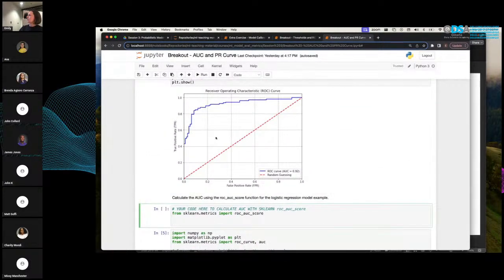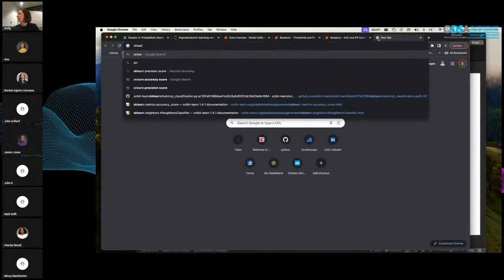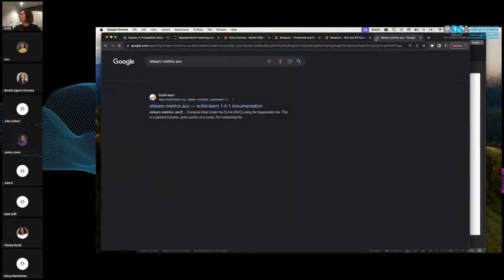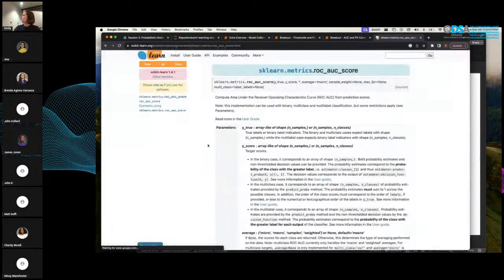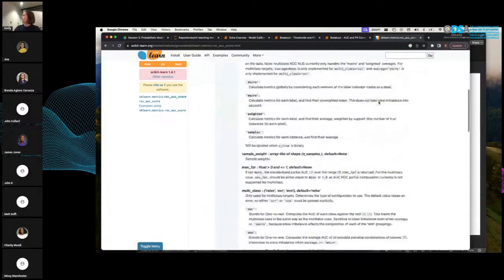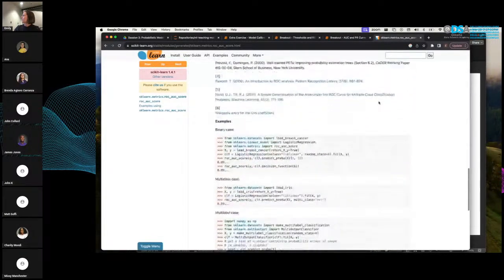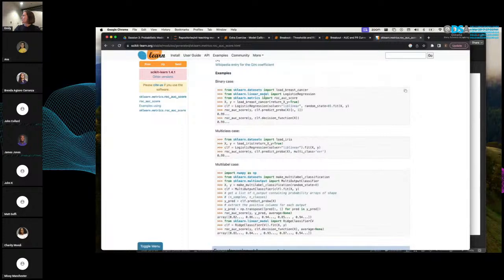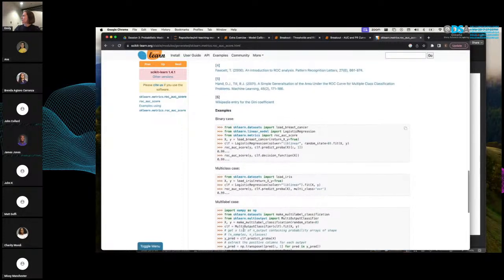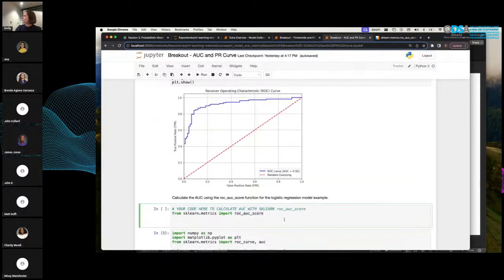What I want you to do under each of these ROC curves, can you calculate the AUC? So for this first one, you can just use the sklearn metrics AUC function. You can just go look up sklearn metrics AUC. There we go. So you're just going to use this function here, which they have many examples. We're just going to do the binary case, so ignore multi-class and multi-label at the moment. So calculate the AUC here.